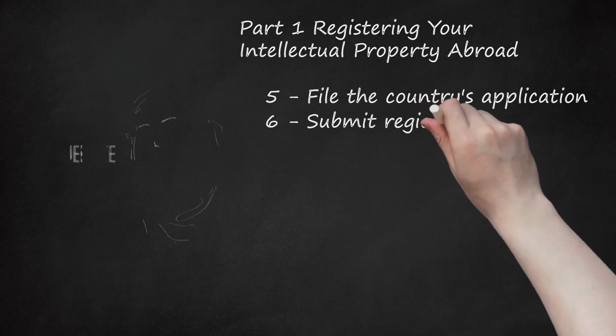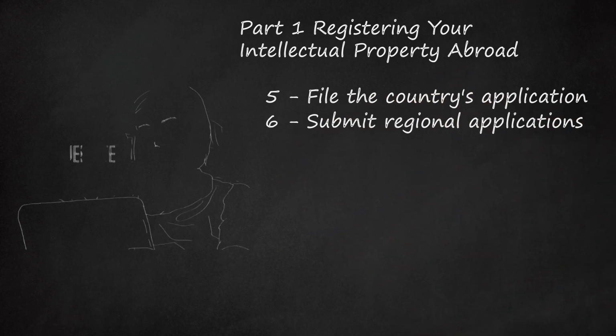6. Submit regional applications. If you need protection in more than one or two countries, it might be advantageous to file a regional application. Some countries have agreed to establish these regional applications in order to offer intellectual property protection in an entire region. For example, instead of applying for patent protection in each European country, you could apply for protection with the European Patent Office. To start the process, contact the regional office where you plan to file your application.